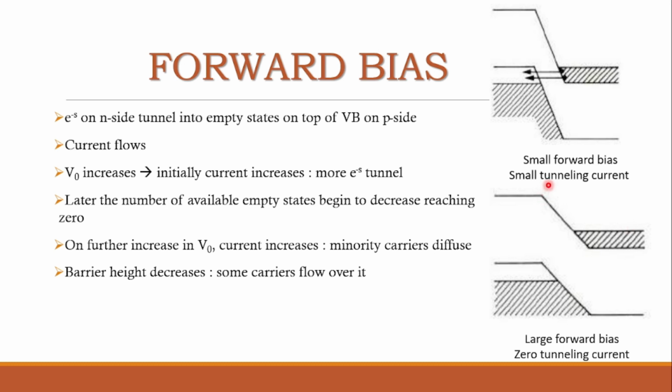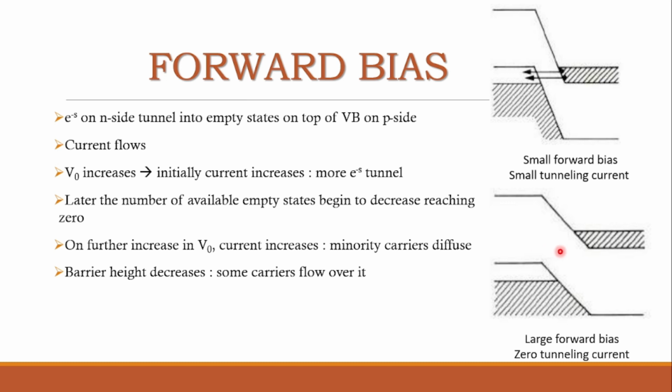So if a small amount of forward biasing is done, a small amount of voltage is given, we observe that a small tunneling current is there. But as the voltage keeps increasing, the bands are going to rise up. As the bands rise up, the number of empty states for tunneling keeps decreasing, because if you observe, if tunneling takes place here, then this is the energy gap and the charges cannot reside in the energy gap. It is the forbidden region. That's why the available empty states are going to reduce.